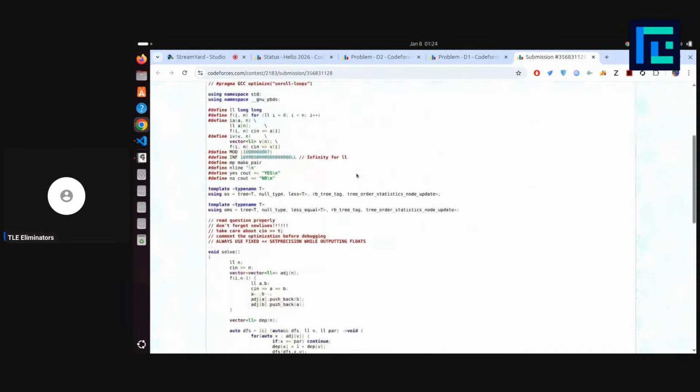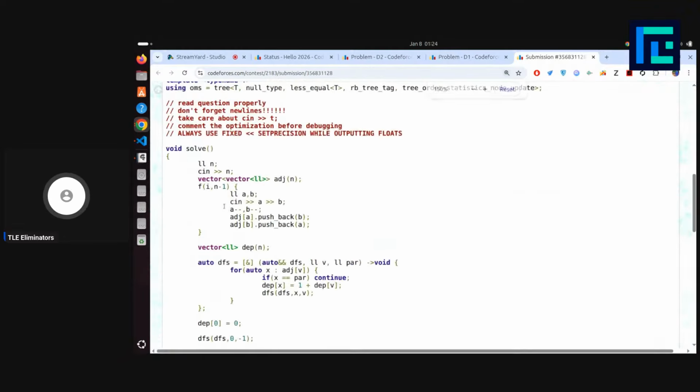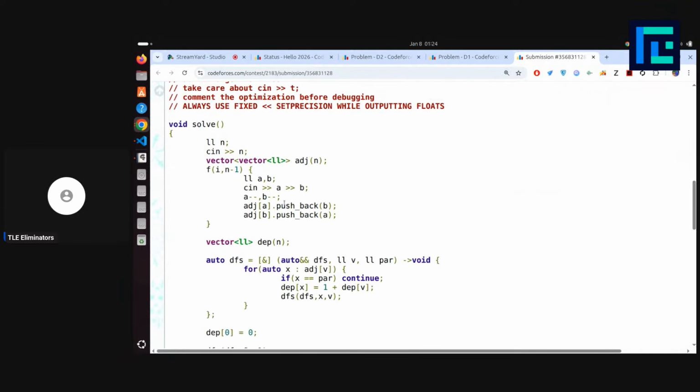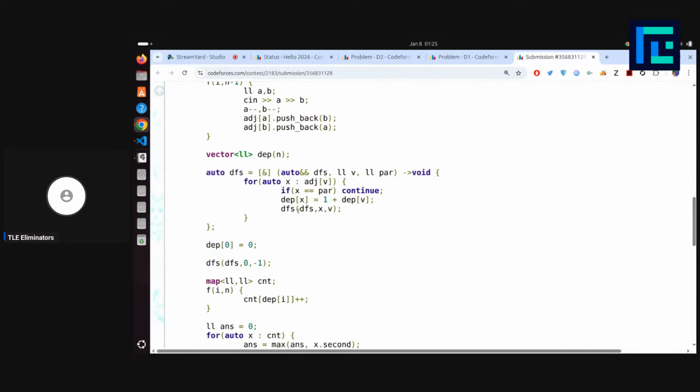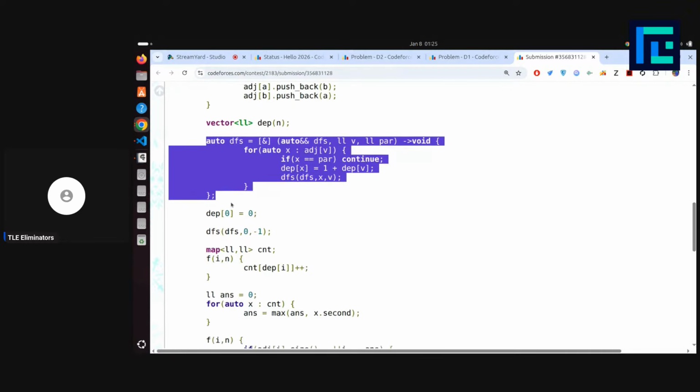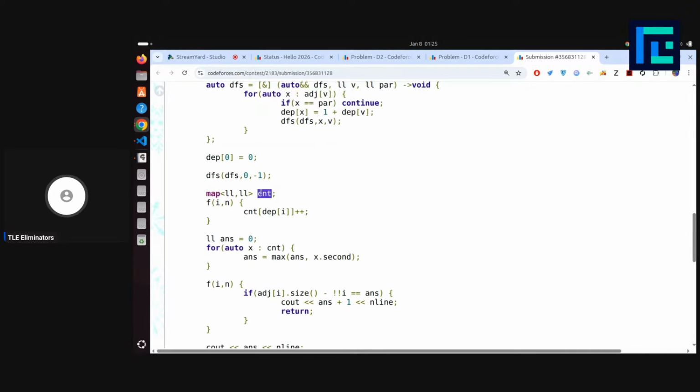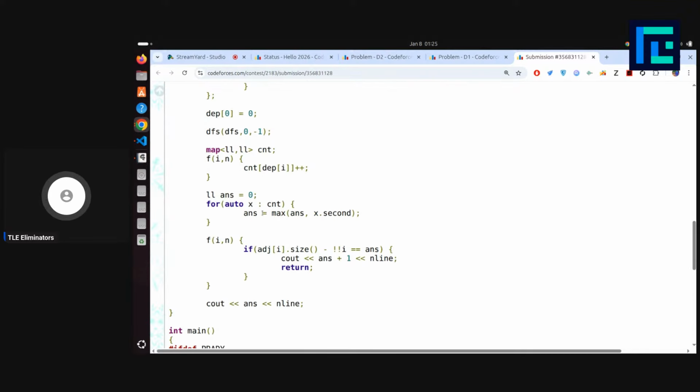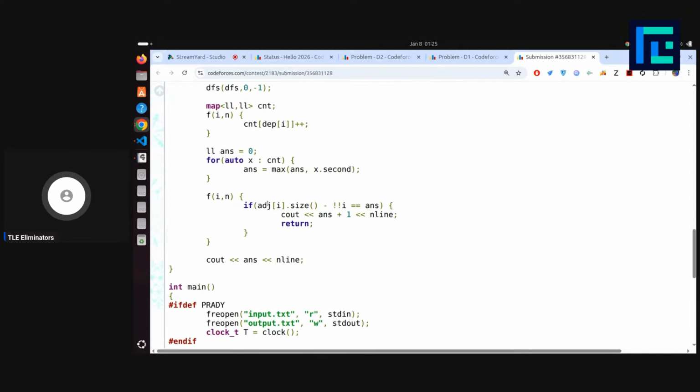Okay. So this is the core of D1, where I am just finding out the depth of every node. Using DFS, I am finding out the depth of every node, right? And then I am keeping a count of every depth. This is a map from depth to number of nodes at that depth. So count of depth of i plus plus. And then I find the maximum count, right? And then I iterate over all the vertices, and this is basically the number of children of the node i.